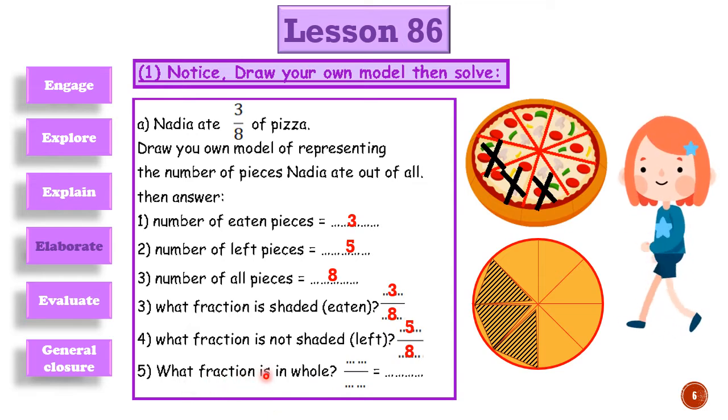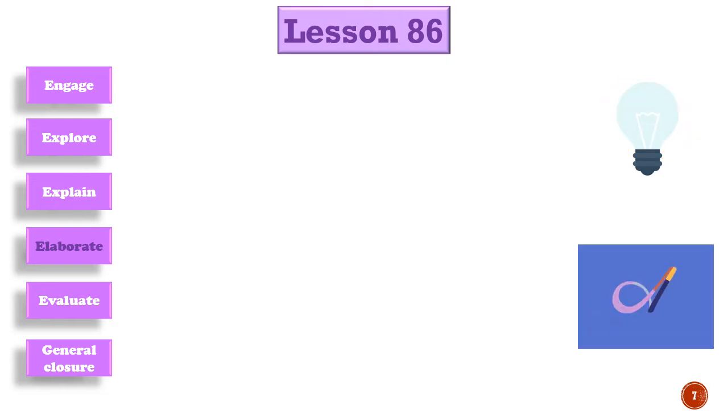Now, what fraction is the whole? The whole means all parts. How many all parts? It will be 8 in the denominator. And how many all parts? It will be 8 in the numerator too. This fraction is called 8/8. It will be, yes, equal to 1. 1 whole. Good job. Now let's go to an exercise.